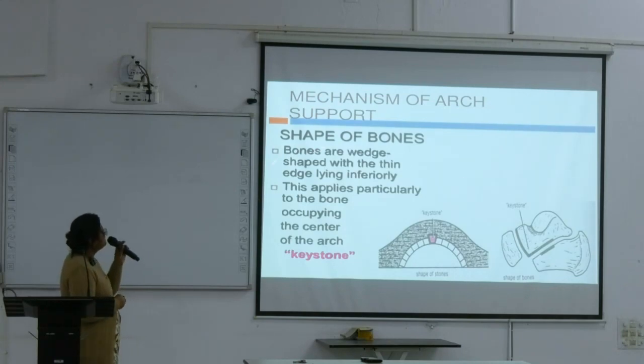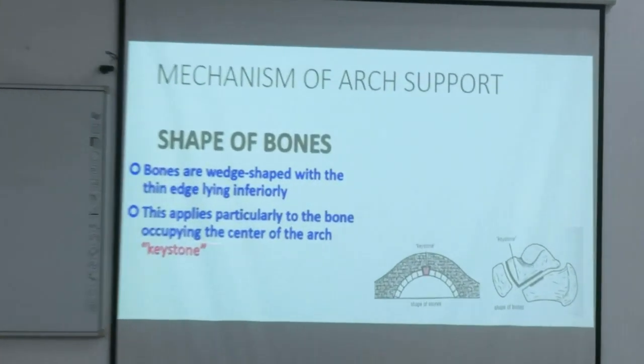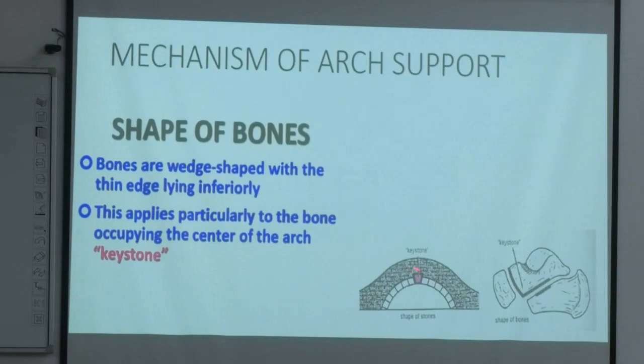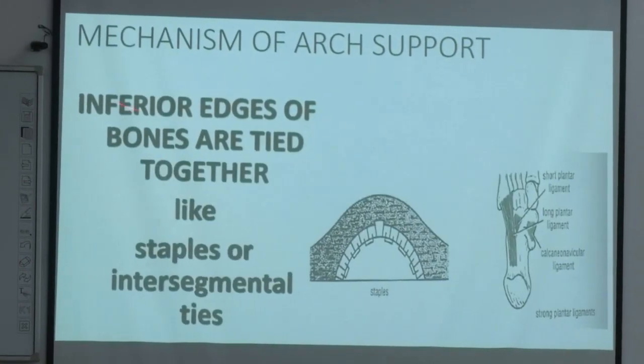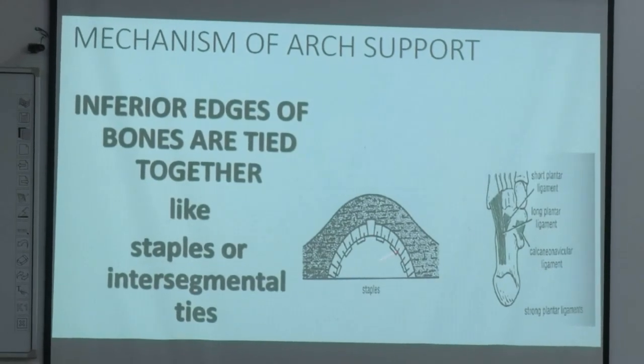Next, first we will discuss according to the shape of the bones. Bones are wedge shaped with the thin edge lying inferiorly and the thicker edge above, and this applies particularly to the bone occupying the center of the arch, which is known as the keystone. Here talus is forming the keystone. Next, the inferior edges of the bones are tied together like staples, or intersegmental ties.